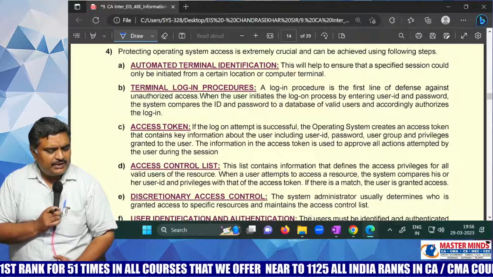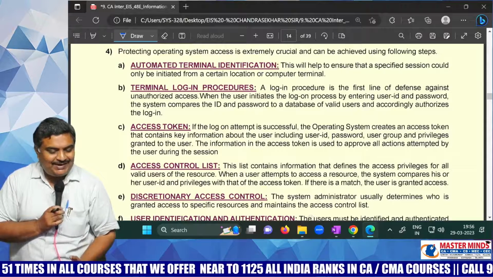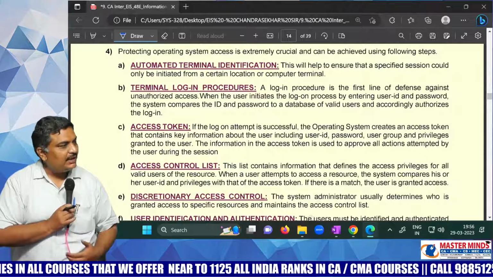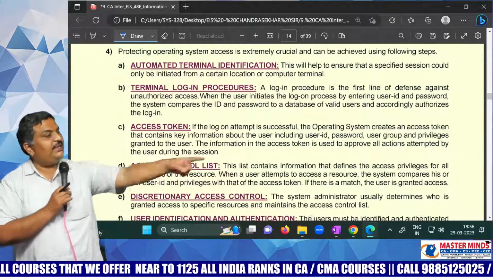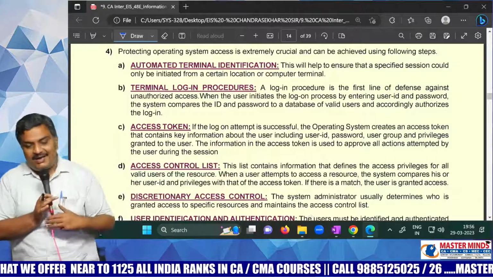System number 128, is it there in our domain? It is there in our domain only. Oh, 128, okay, allow. In that way, the operating system will give permission. Only then she can enter into the system. That is called automated terminal identification.